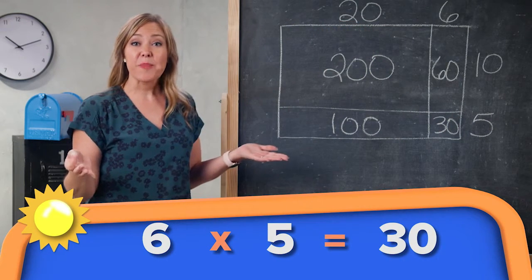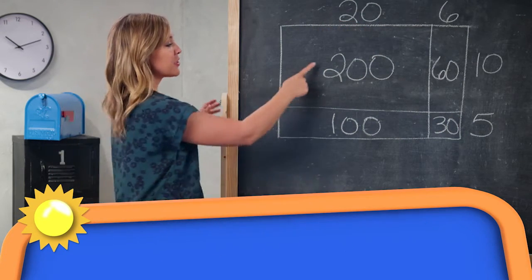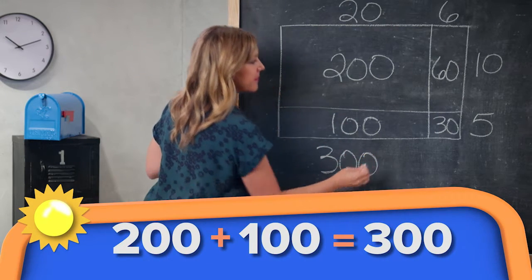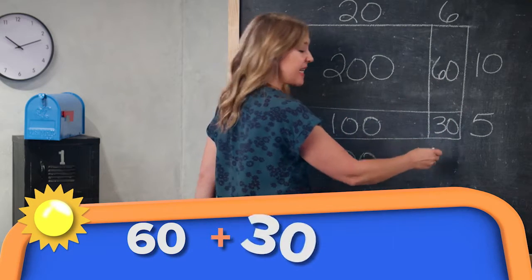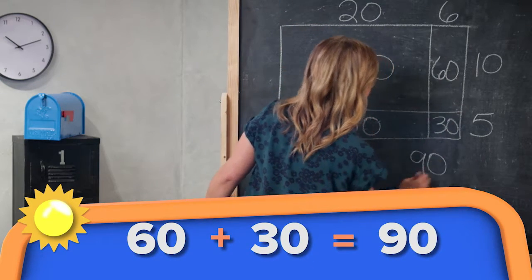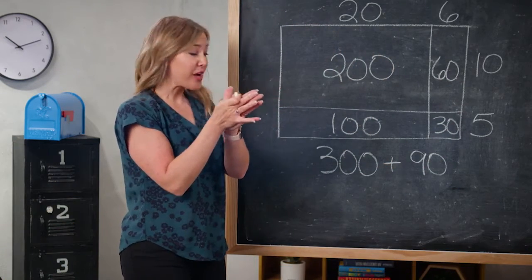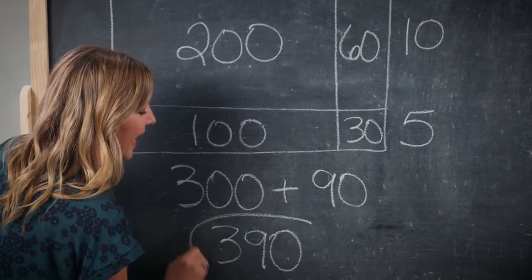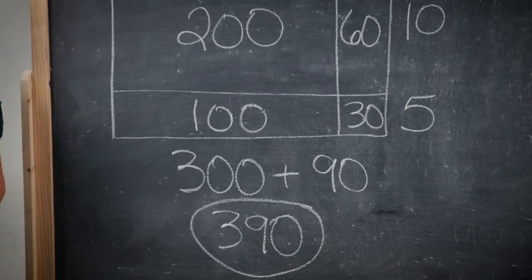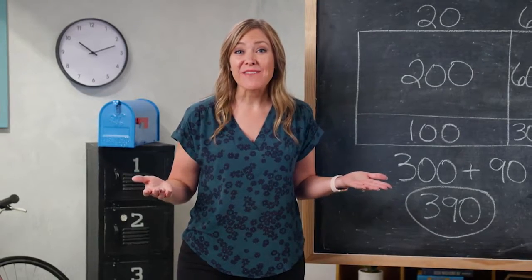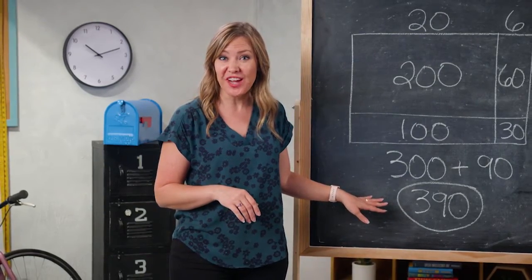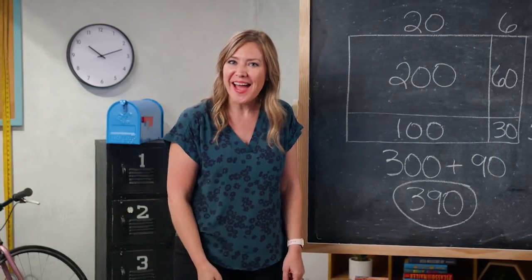And now we just add up all those partial products. 200 plus 100 is 300. 60 plus 30 is 90. Combine your partial products, and we have 390. Thank you for the postcard. Can you believe that one class of 4th graders would need about 400 French fries? And that was only for one class.